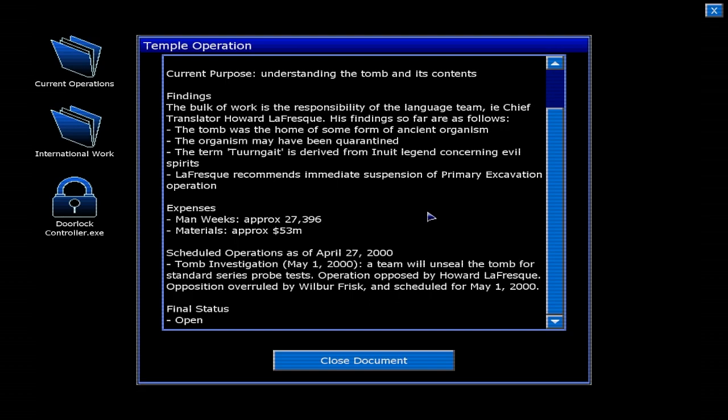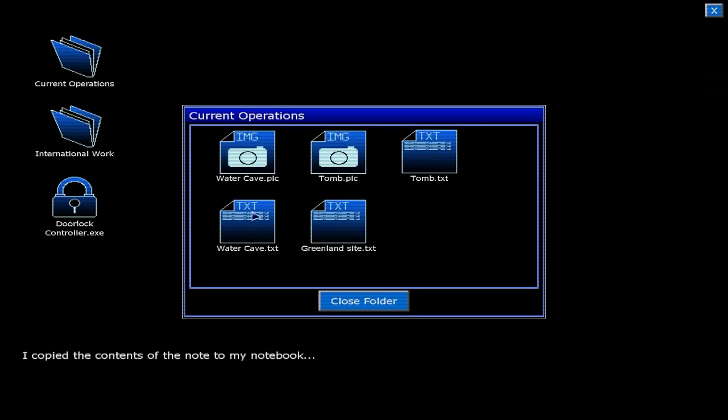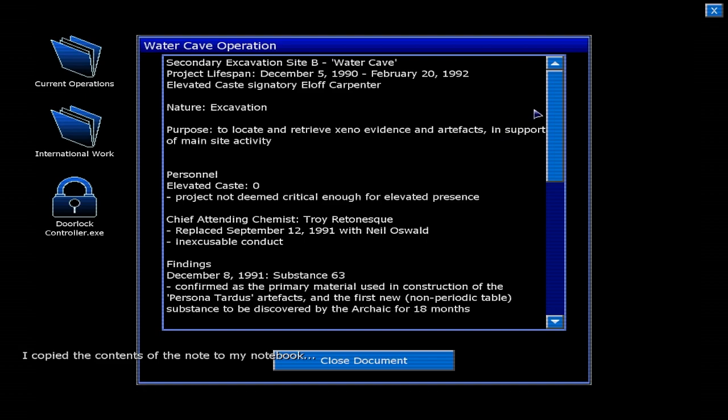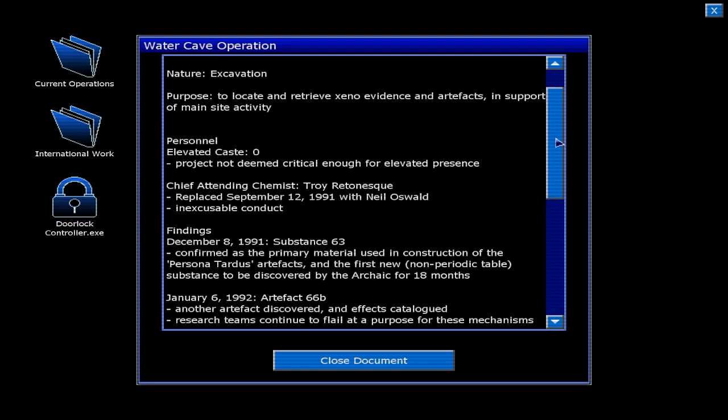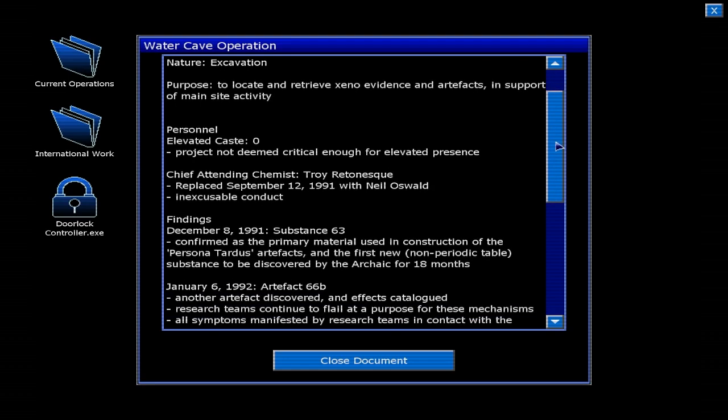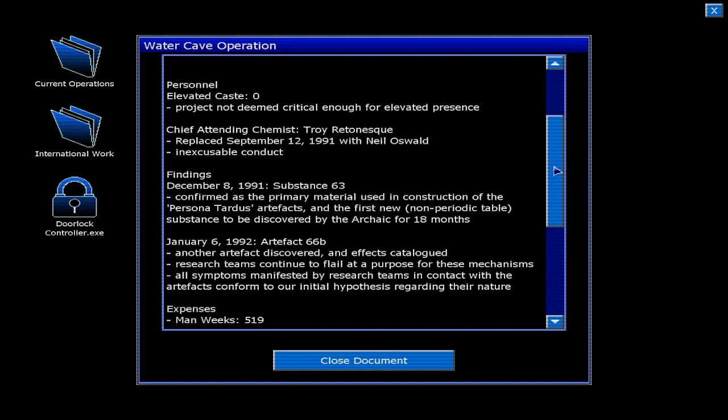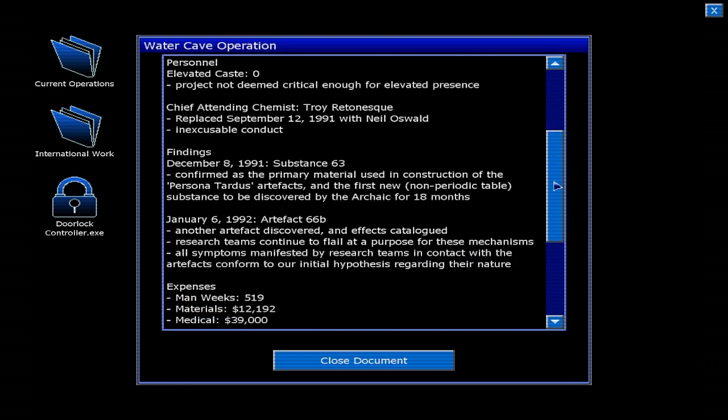Okay, tomb investigation. Team will unseal the tomb for standard series of probe tests. Operation opposed by Howard Lefresque. Opposition overruled by Wilbur Frisk and scheduled May 1st. Final status open. Water cave. Okay. Locate and retrieve Xeno evidence and artifacts in support of main facility. Project not deemed critical enough for elevated present. Okay. Attending chemist. Replaced with Neil Oswald.